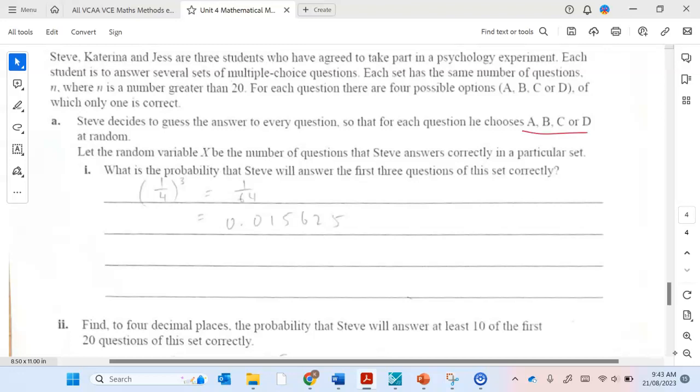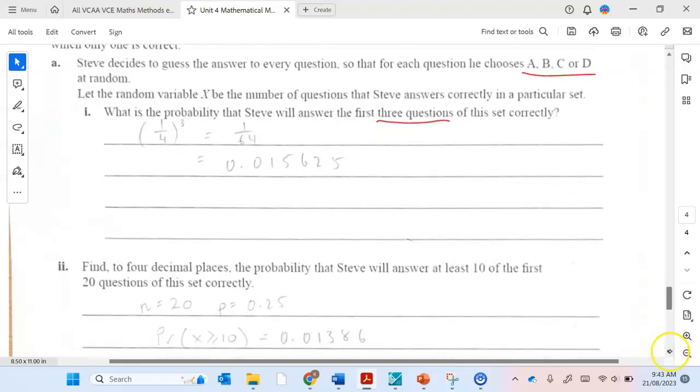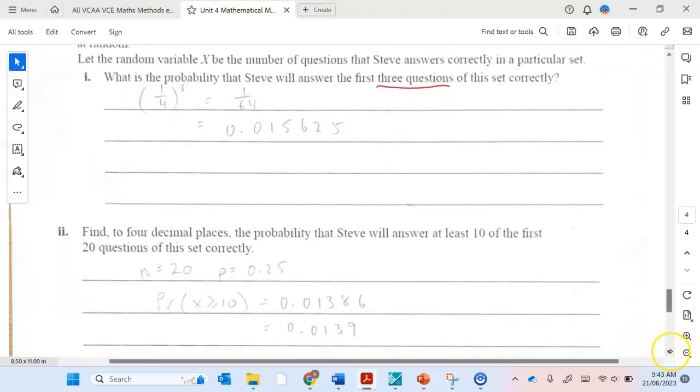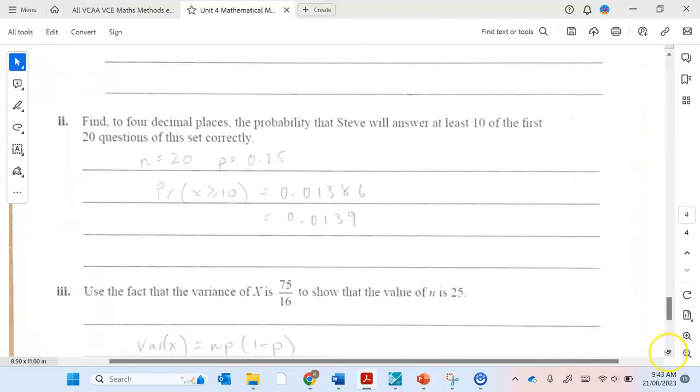So you've got 4 options. So the probability of guessing it correctly is 1 over 4. And if you're guessing 3 of them, it's just 1 over 4 to the power of 3. So leaving it as 1 over 64 is completely fine. At no stage does it say to round. So if you're writing the decimal, it is 0.015625, which is a terminating decimal. And you write 6 decimal places unless it says to round. You're used to rounding to 3 or 4, but unless it says to round, you do not round. So if you rounded there, you got it wrong.